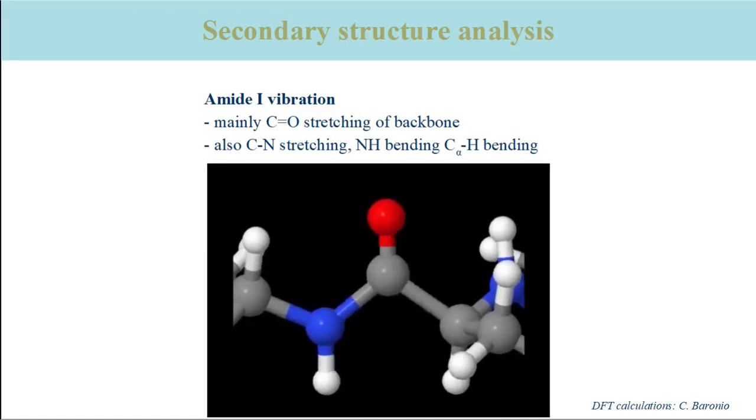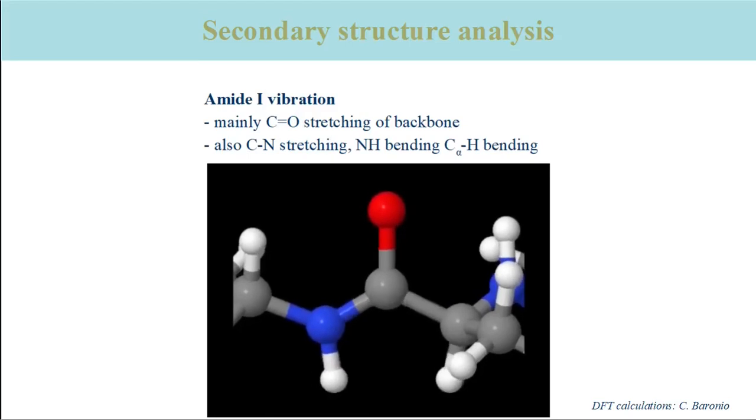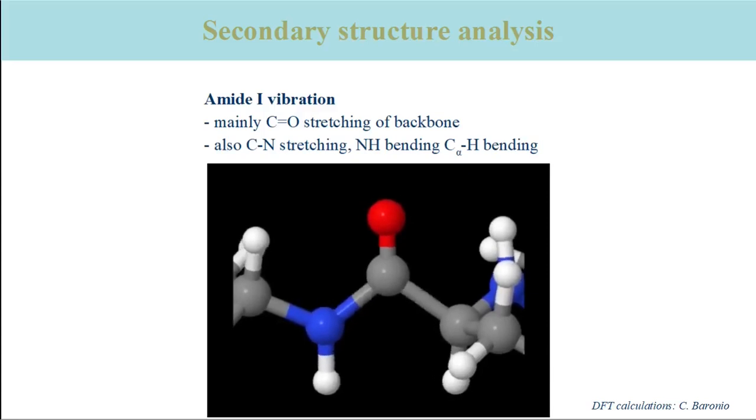This video shows the amide-1 vibration of a single amide group. As you can see, the stretching vibration of the CO bond has a large amplitude. When the CO bond extends, the CN bond contracts. In addition, we have two bending vibrations, those of the NH and of the C-alpha H bond.